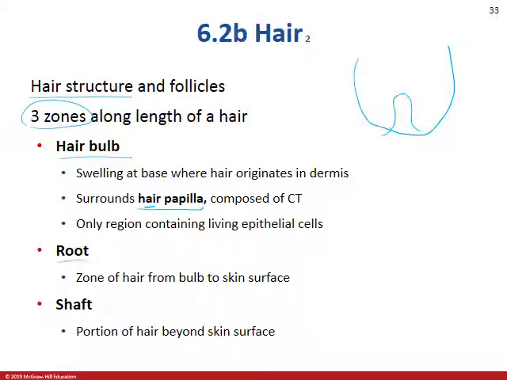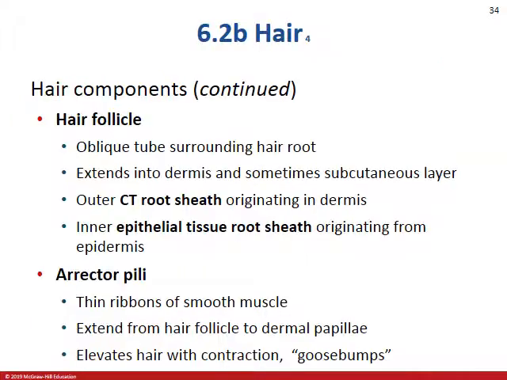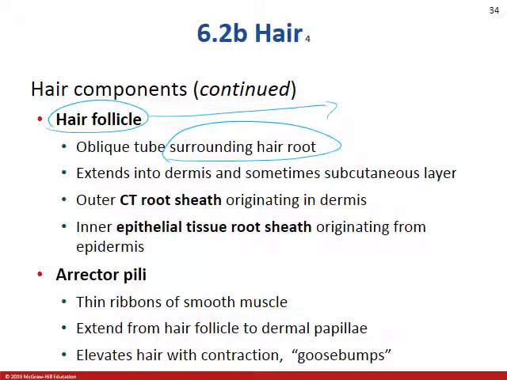Then we're going to have the root. So that's the hair from the bulb to the surface of the skin. Once the hair projects beyond the surface of the skin, it's called a hair shaft. We also have a hair follicle, and this is going to surround the hair root. This is probably what we're most familiar seeing. If you had pulled hair out by the root, the hair follicle is the outer part that you would see that's surrounding the hair root.